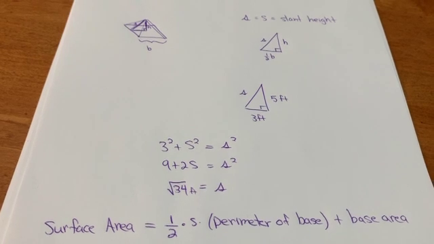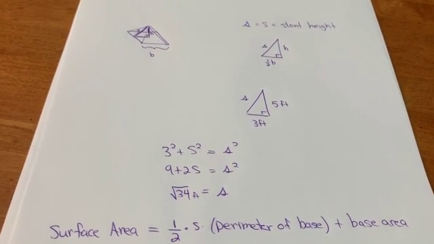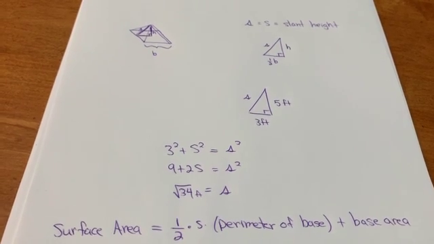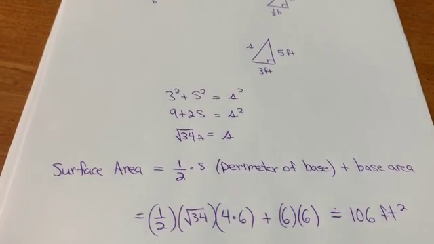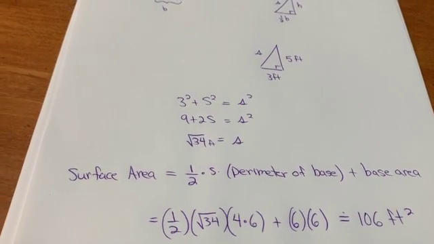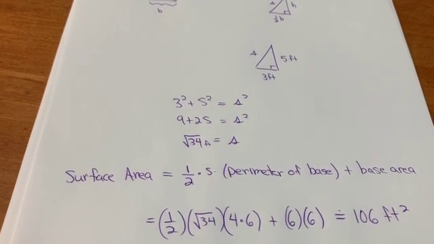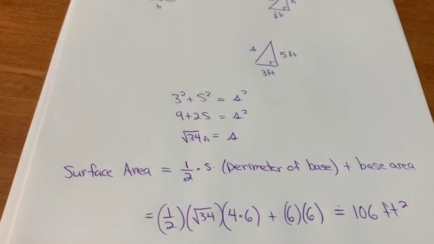That's just going to be 6 times 6. Perimeter of the base is just going to be 6 times 4. And now that we have the slant height, we have all the ingredients we need. So we just crunch the numbers. I was a little lazy there and left out my units, but we have 1/2 times the square root of 34 feet times 4 times 6 feet plus 6 times 6 feet.